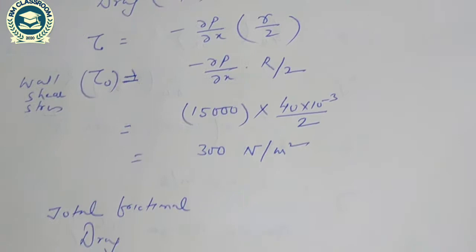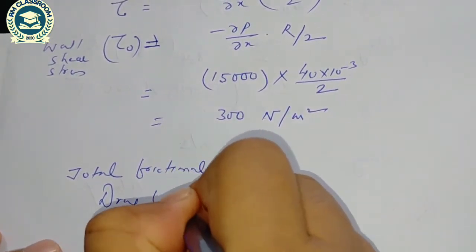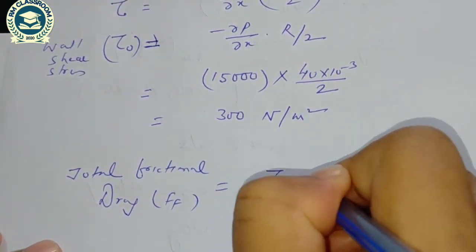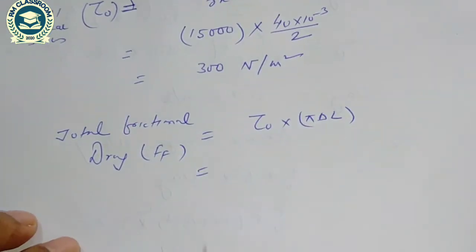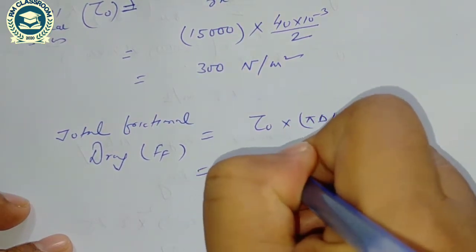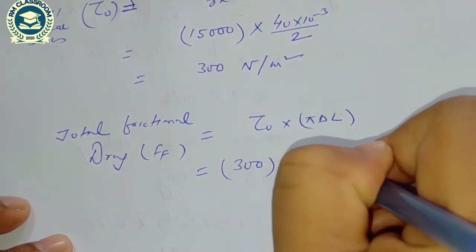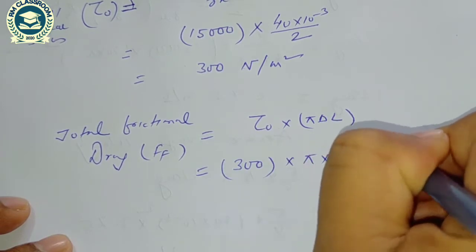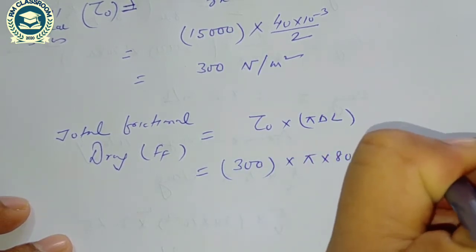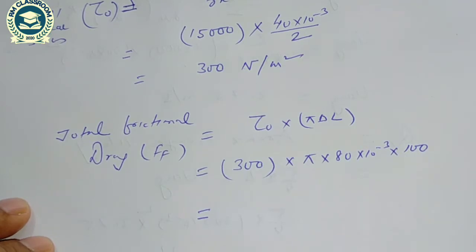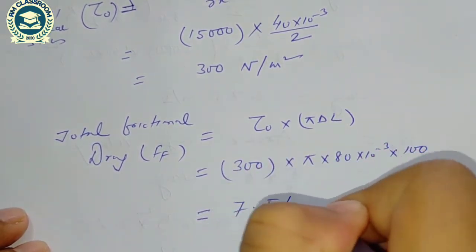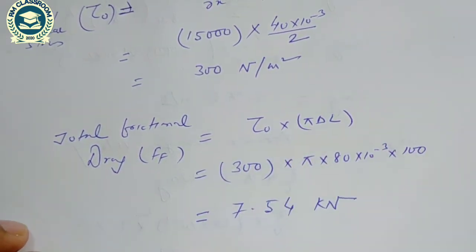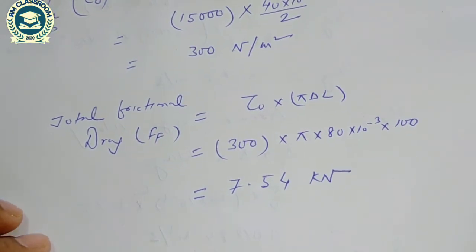So total frictional drag can be computed as FF is equal to tau naught into pi d into L, and it is coming, wall shear stress is 300 Newton per meter square into pi into diameter is 80 mm, so 80 into 10 to the minus 3 into over 100 meter length. So total frictional drag is coming 7.54 kilonewton. So this is our total frictional drag.